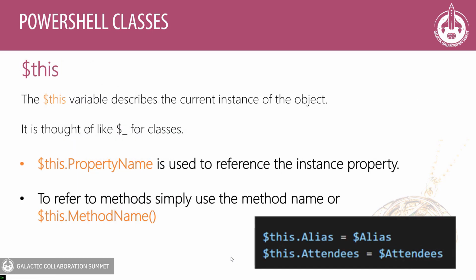We also have the $this variable. For the developers, they already know what it is. But in PowerShell, it's the same concept. It describes the current instance of that object, and basically we can put $this.PropertyName, and it's referring to the instance of that property. And if we need to use a method, we use it like this. So quite simple, right?